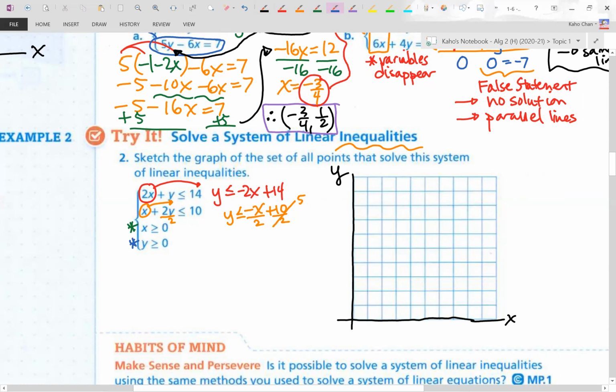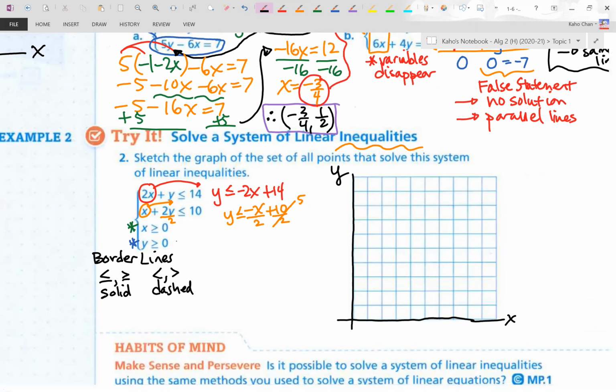These lines we're about to graph are called border lines. When are they solid? Well, when your inequalities look like this. When are they dashed? When they look like this. Interesting, all of our inequalities happen to be solid, so we'll just go with the flow there. In a moment, we'll talk about how things are shaded above or below the line. You know what? Let's do that right now. Shade.